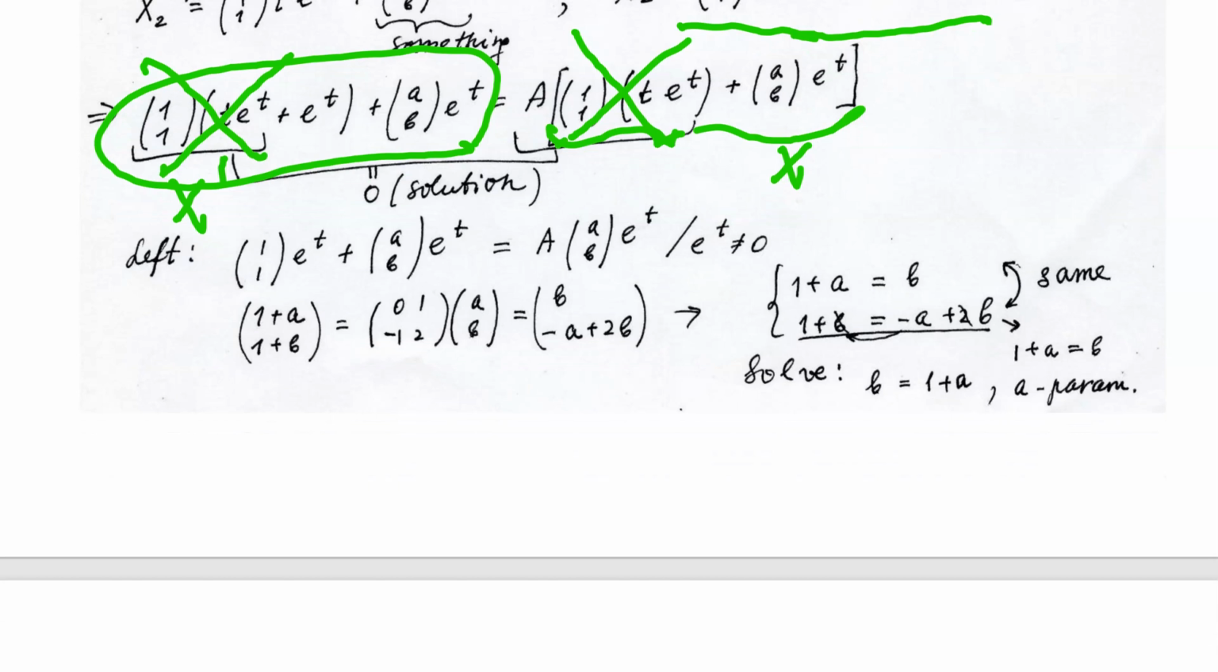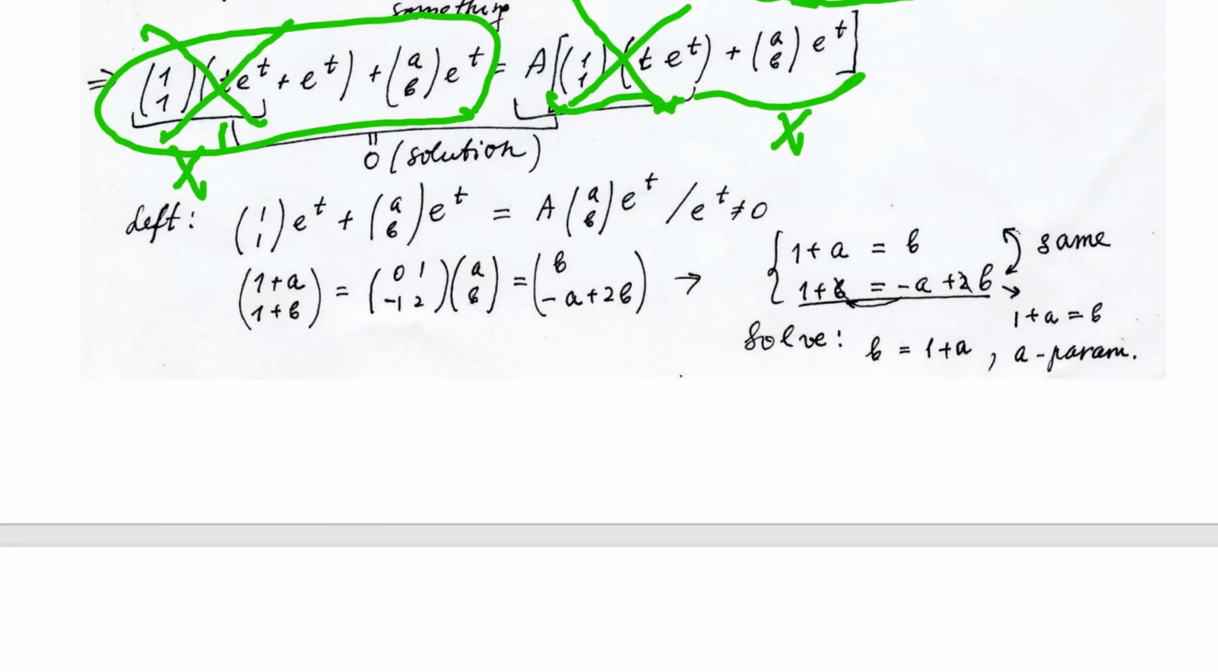Now I'm simplifying this. On this side I have 1 plus a, on this side I have b. So it's 1 plus a equals b. I write it down as an equation. 1 plus b, and on this side minus a plus 2b, another equation. So two equations, two variables, I can find them. And I see that these two equations are actually the same. So my first equation and my second equation are the same. If I simplify my second equation, I'm going to get exactly the same value. So actually I'm going to have a free parameter.